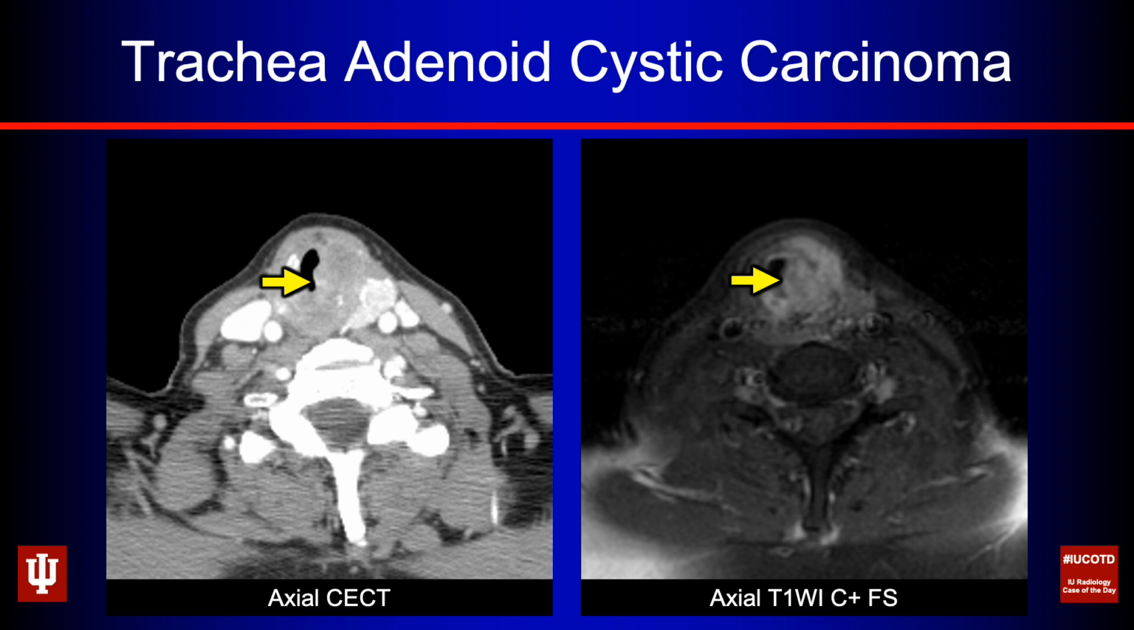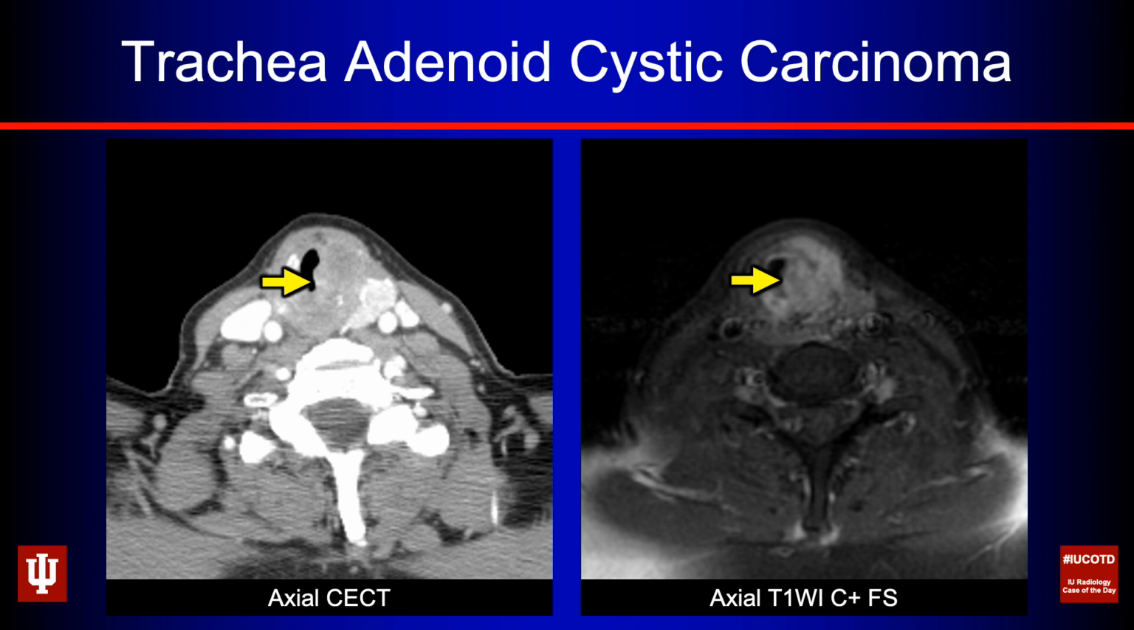Here's another patient with a malignant tracheal mass. This was an adenoid cystic carcinoma. Again, I can't look at this and tell you that's what the diagnosis is. That's okay. That's what the biopsy tells you. But rather, what I can do is look at this and describe where the tumor is going. How big is the tumor?